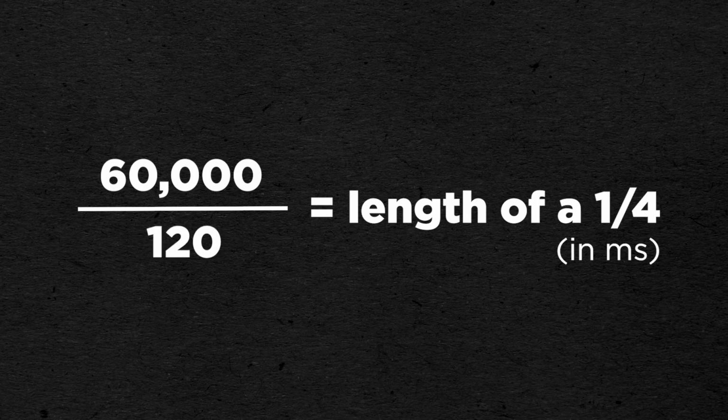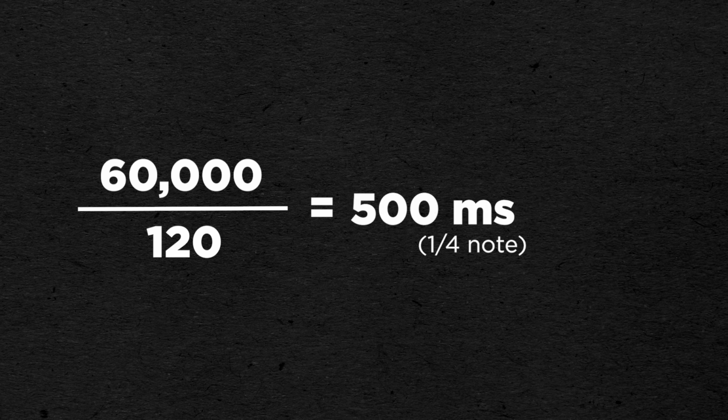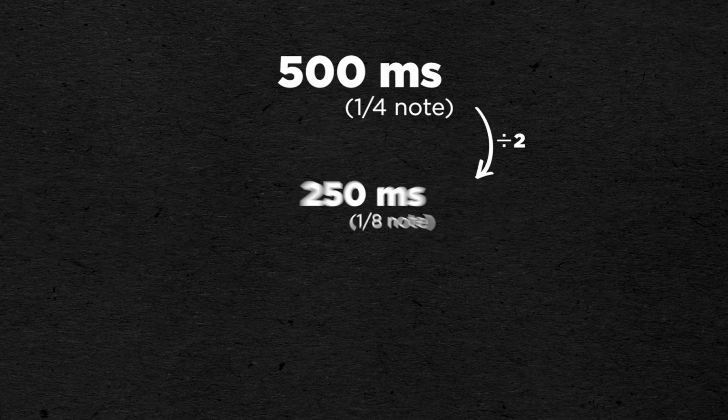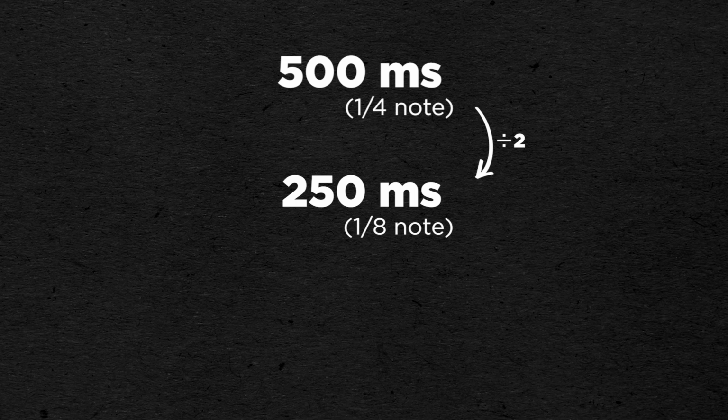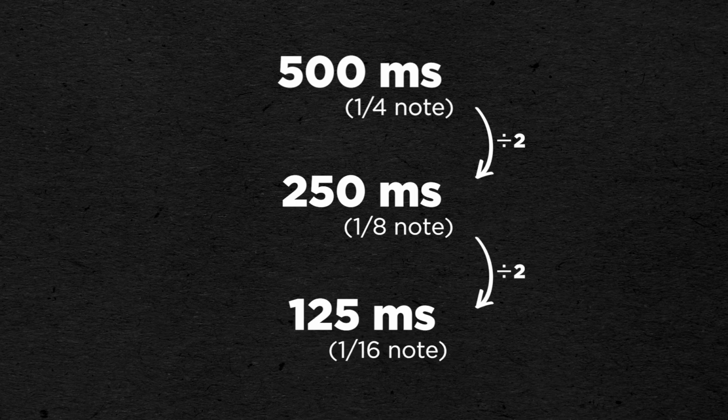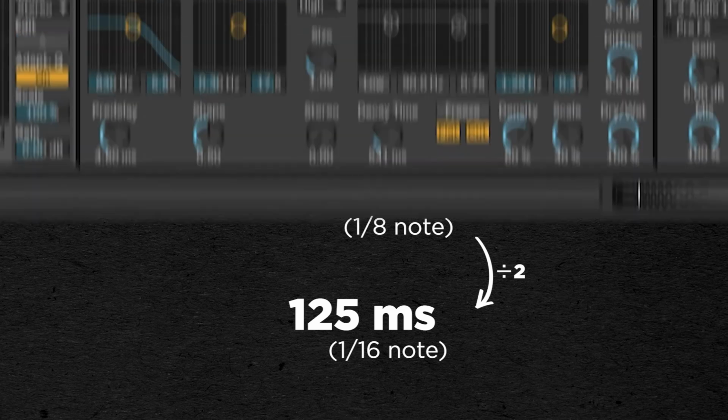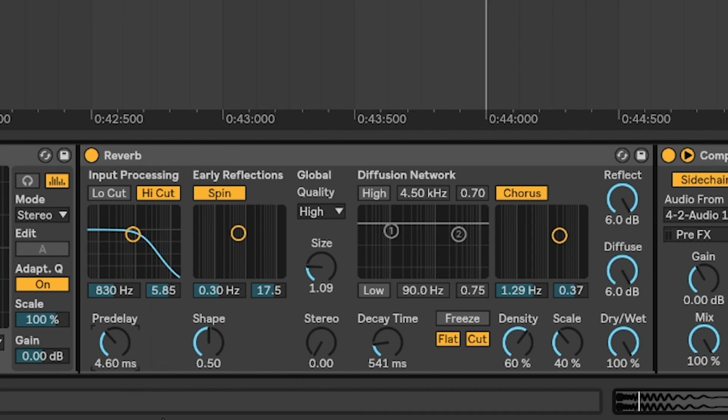At 120 BPM, the quarter note is 500 milliseconds. Divide that by 2 and you have the length of an 8th note, that's 250 milliseconds. And divide that by 2 again and you have the length of a 16th note, that's 125 milliseconds. Now let's hear how the reverb sounds with a pre-delay of a 16th note. So I'll put 125 milliseconds here.